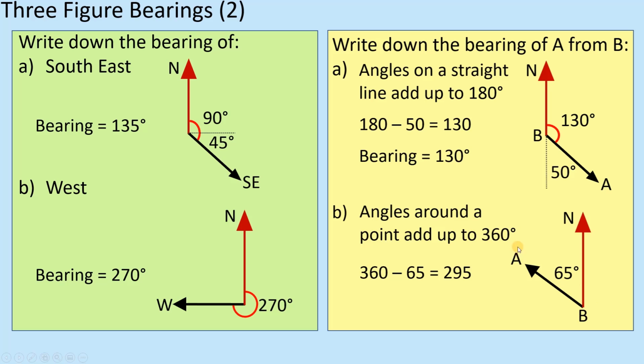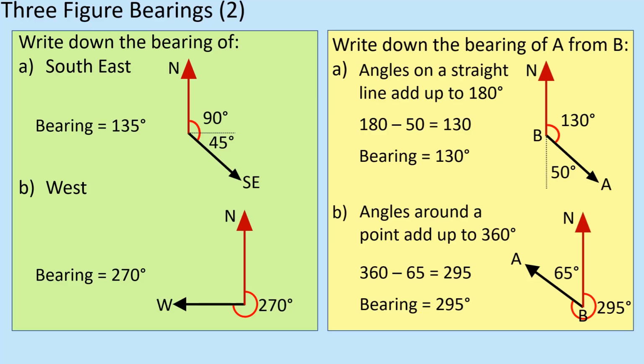Okay, and because it's right around the outside, and the whole lot is a circle, you can see it already here, angles around a point add up to 360, so that's another lesson. So it's 360, take away that 65, it's going to give you this one right around the outside there, isn't it? So that's going to be 295 degrees bearing. All right, that's it in terms of bearing.